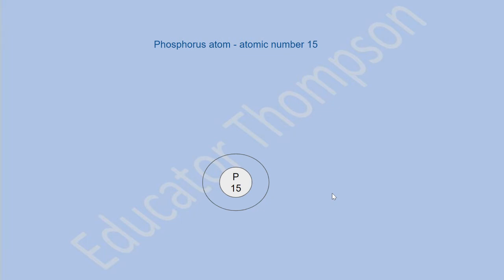The first shell in all atoms can hold a maximum of 2 electrons. We will add these two. 1, 2. This shell is now filled. We have 13 more of the 15 electrons to add.